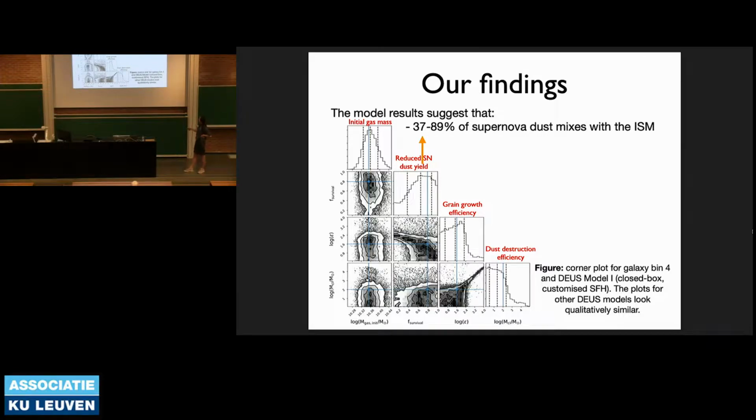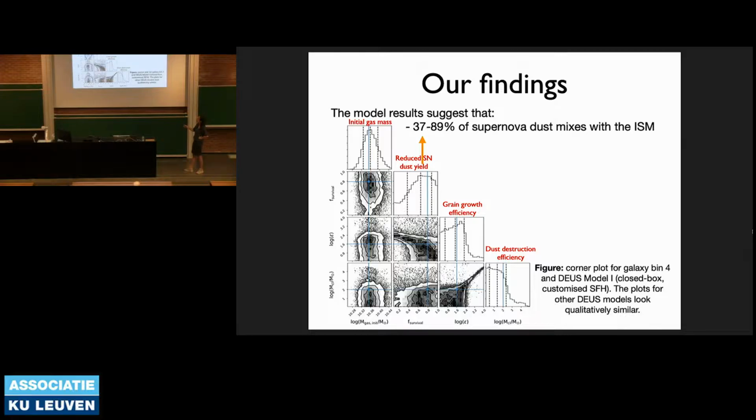So here you see typical corner plots with the posterior probability distribution functions, so the 1D ones and then the 2D ones, where we look at 2 parameters at the same time and whether they correlate or not. In these models, we had 4 different parameters. The initial gas mass, which determines later on what metallicity you have, because you have a fixed star formation history. So your initial gas mass will be very sensitive to the observed metallicity.